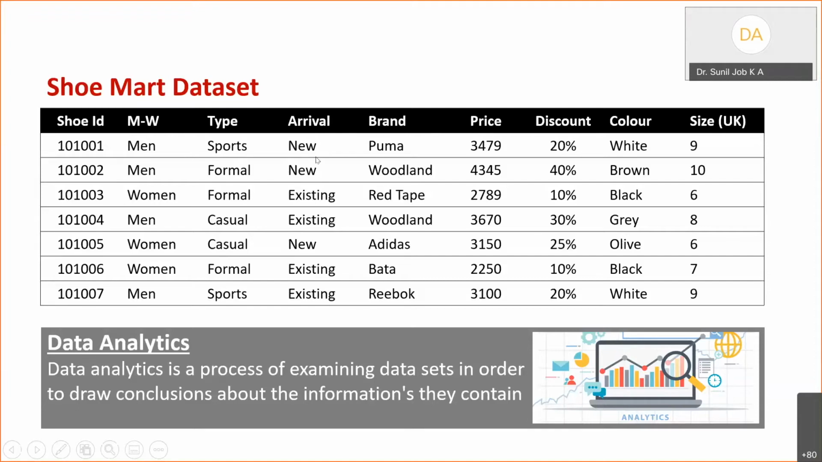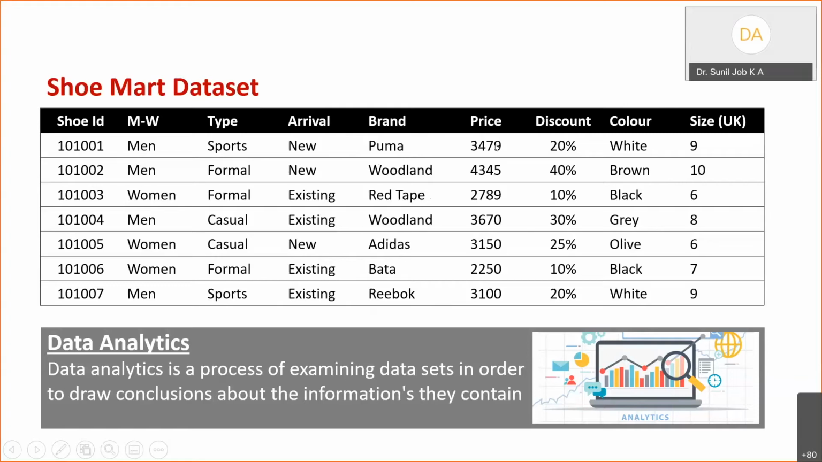The first one is a Puma brand. The second one is a Woodland. The third one is a Red Tape. The fourth one is again a Woodland. Fifth one is Adidas. The sixth one is of a Bata. The seventh one is Reebok. So we got the details regarding the variety of brands which is available. So every shoe will be having one specific brand.